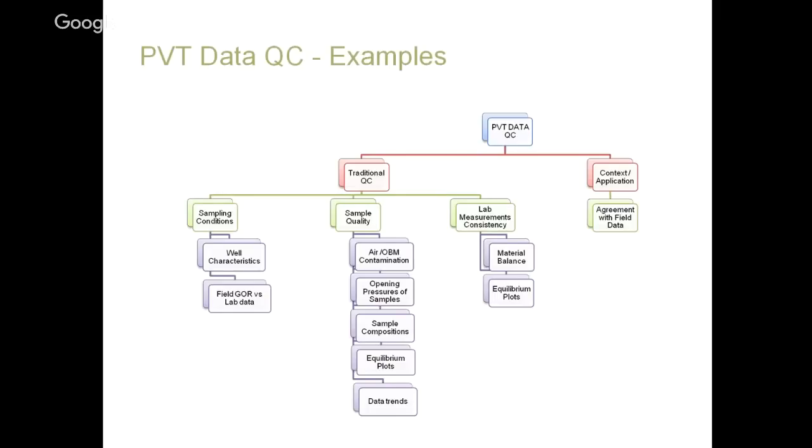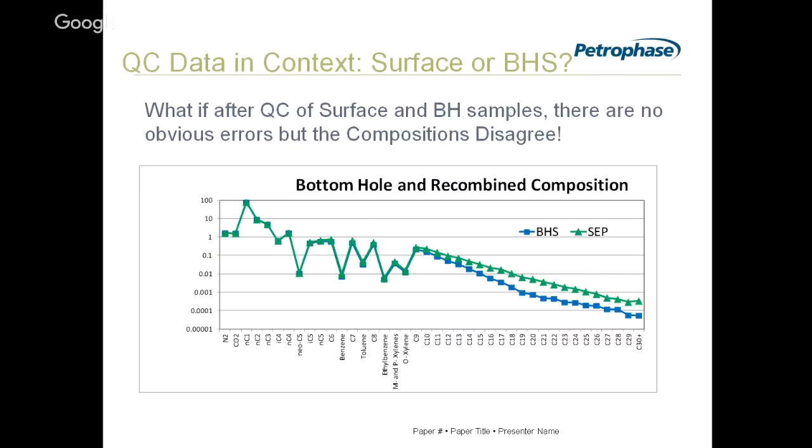So we're going to look at some examples. I've explained about the traditional QC, about applying it in context. So these are real case studies that we're going to have a look at some examples of. And the first example, this is some work we did for a client.